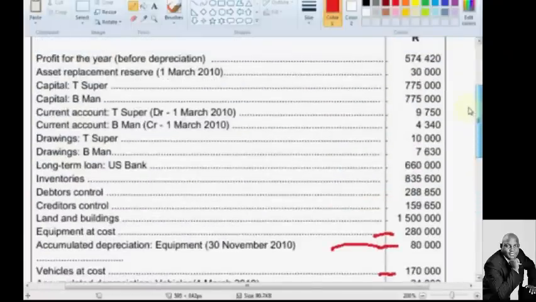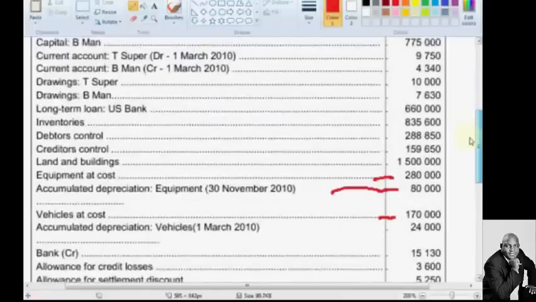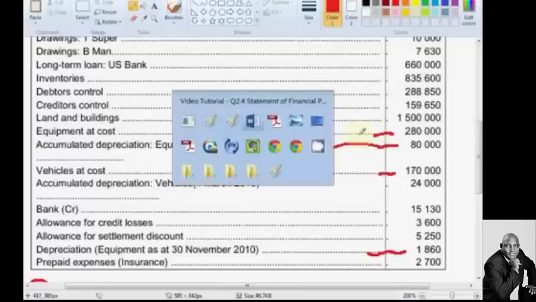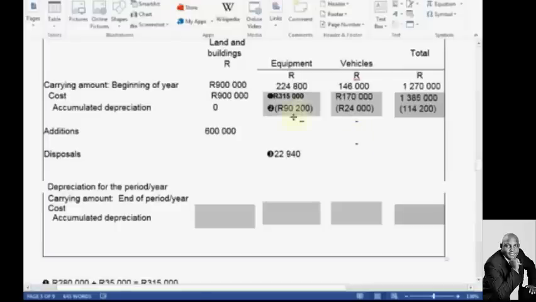Then vehicles, anything on vehicles? I just want to see if I can mark off anything on vehicles. Okay, so vehicles. Nothing happened during the year. We did not sell any. We did not buy any. Still the same. So on our notes, you see you've put dashes there to mean we didn't add anything on our equipment. There's a dash there. We didn't add anything on our vehicles. We didn't sell any vehicles, so that's why you see all those dashes there. Okay, and then now we need to calculate the depreciation for the year.